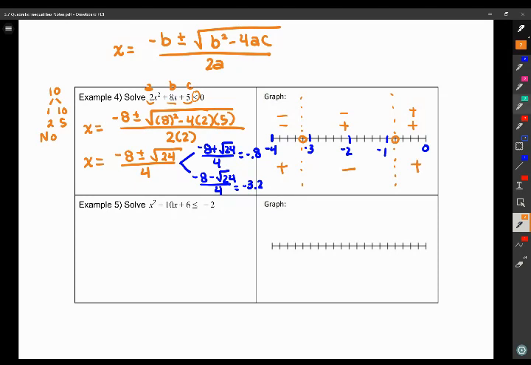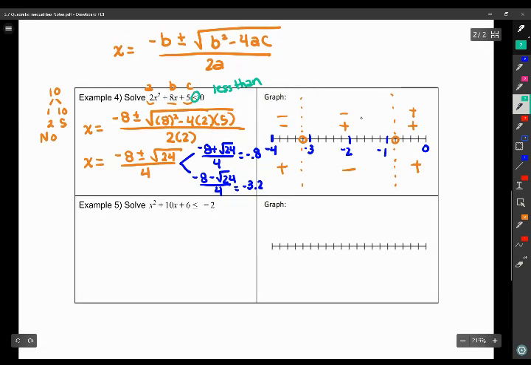And again, as I look at this inequality sign, it's just a less than, so it's an open circle, which we already wrote down. And if it's less than 0, then we want the negative area, which is the value in between. So our interval is going to be parentheses negative 3.2 union negative 0.8.